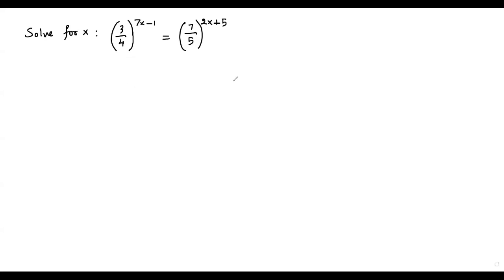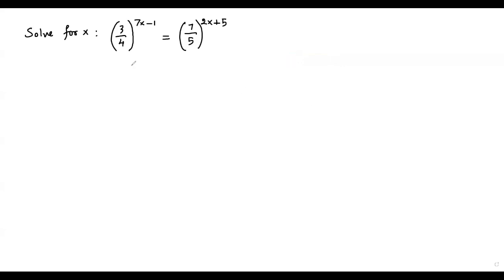For example, if I have the base 8 on the left side and 16 on the right side, this 8 can be written as 2 cubed and the 16 can be written as 2 to the 4th power, and we get the same base 2 on both sides of the equation, and we can equate the exponents and solve for the variable.